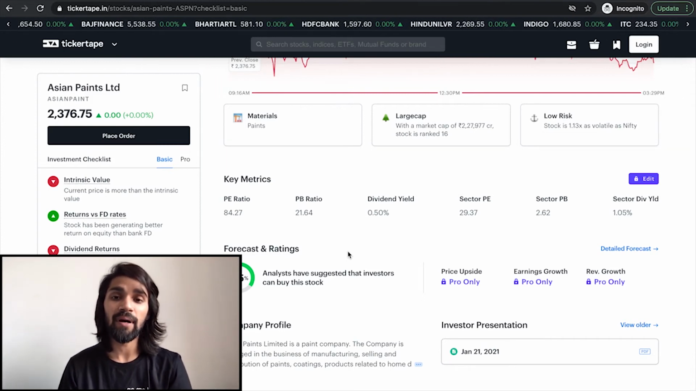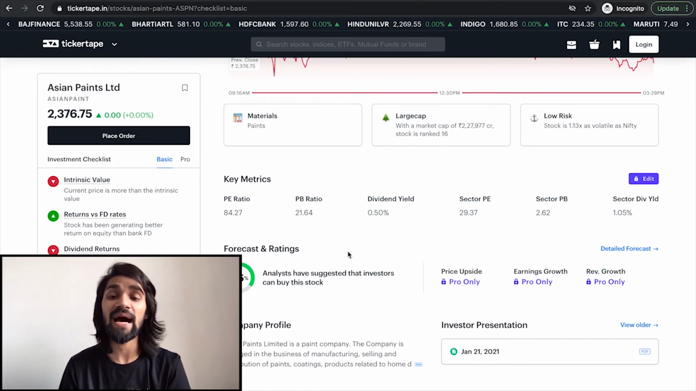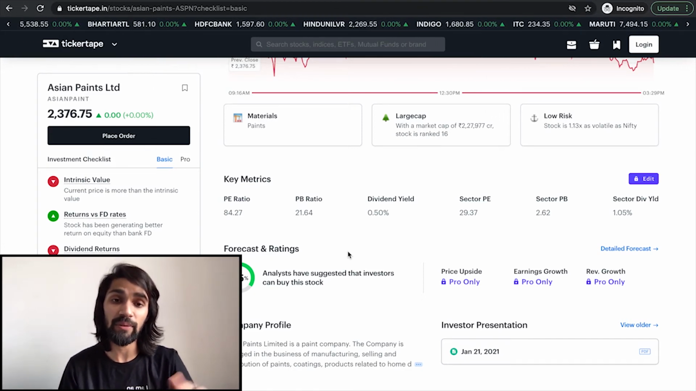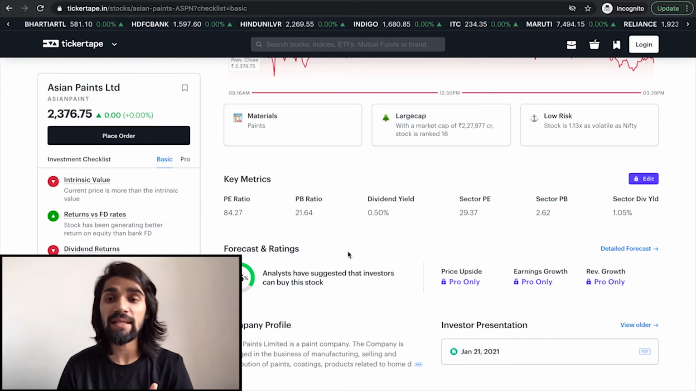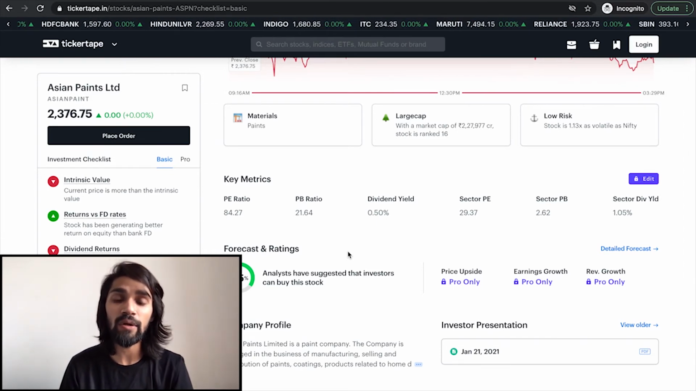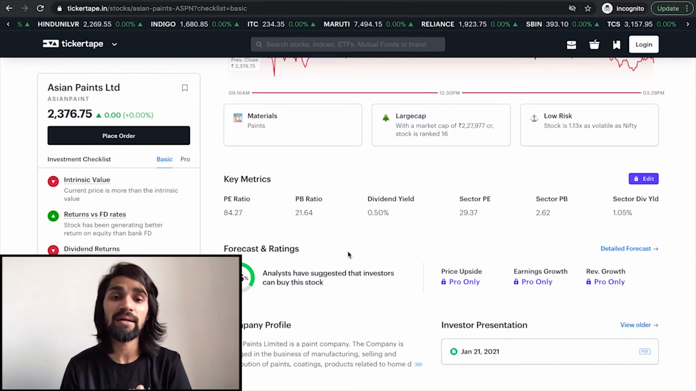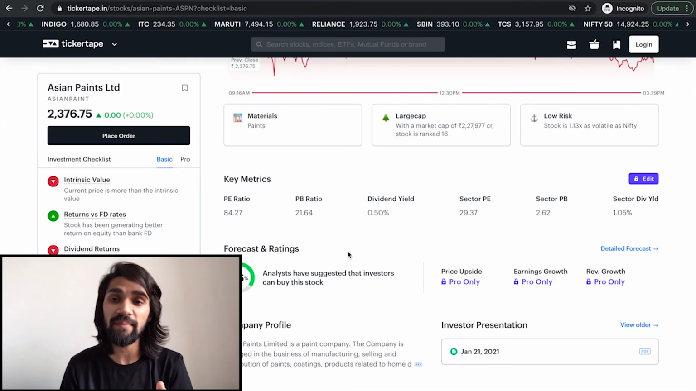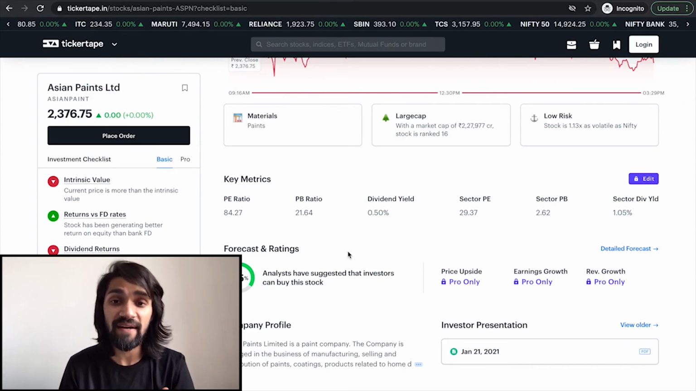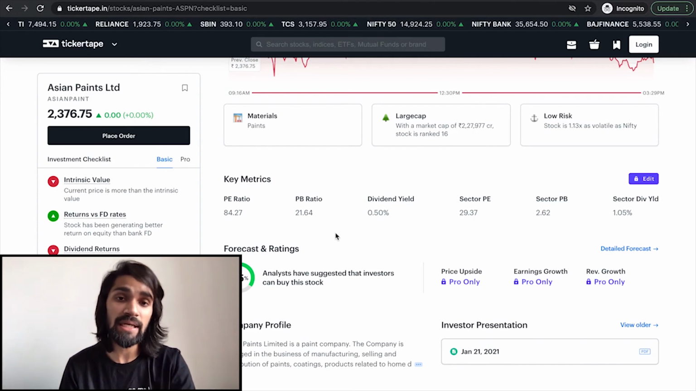Not really. Another school of thought says that if a company has high PE and high PB ratio compared to its sector PE and sector PB, it also means that the company is performing really good compared to its competitors, and the expectations of this company are way higher than the other companies in the sector. And if you look into the fundamentals of Asian Paints, it would justify this fact, because as you saw, it has really high ROCE and ROE.